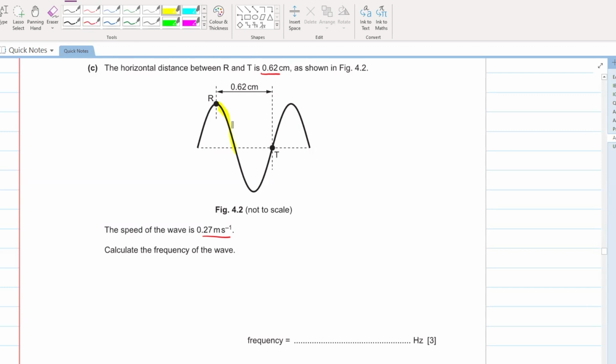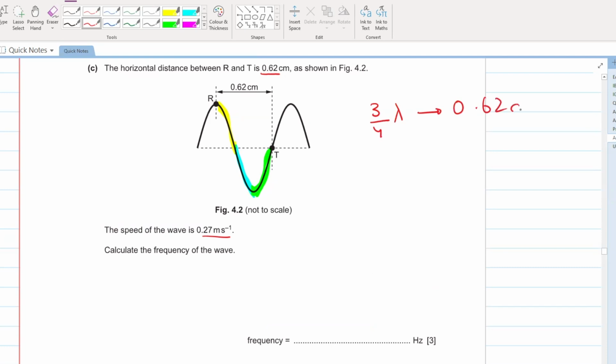If one quarter, second quarter, okay. Let me do it with a different color. ये first quarter हो गया, ये second quarter हो गया, this is the third quarter. If three quarters of a wave are equal to 0.26 centimeter, how much will one lambda be equal to?